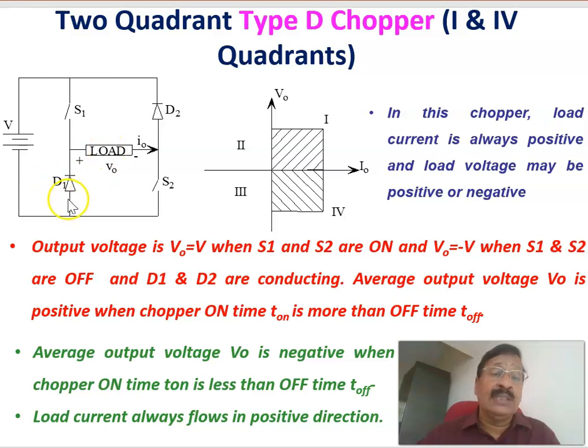Therefore, depending upon the on period and off period, the average value of the output voltage will be either positive or negative, but the current is always positive. Therefore, it will be working either in the first quadrant, which is called forward motoring, or in the fourth quadrant, which is called reverse braking.